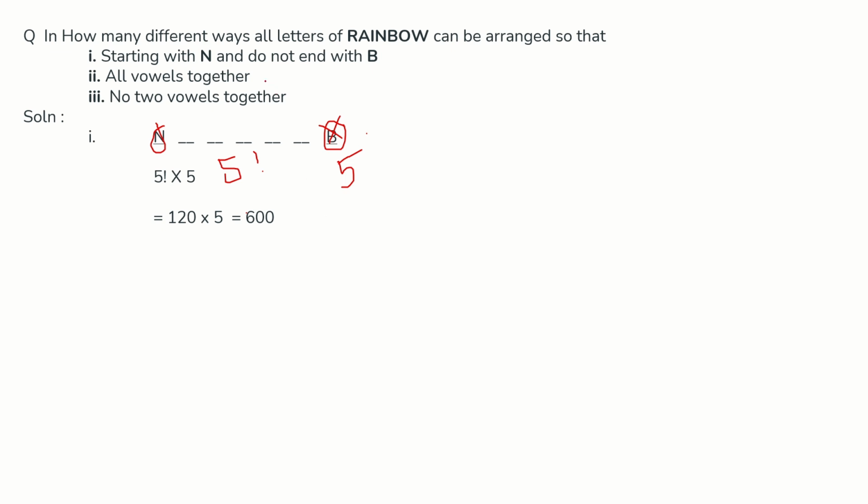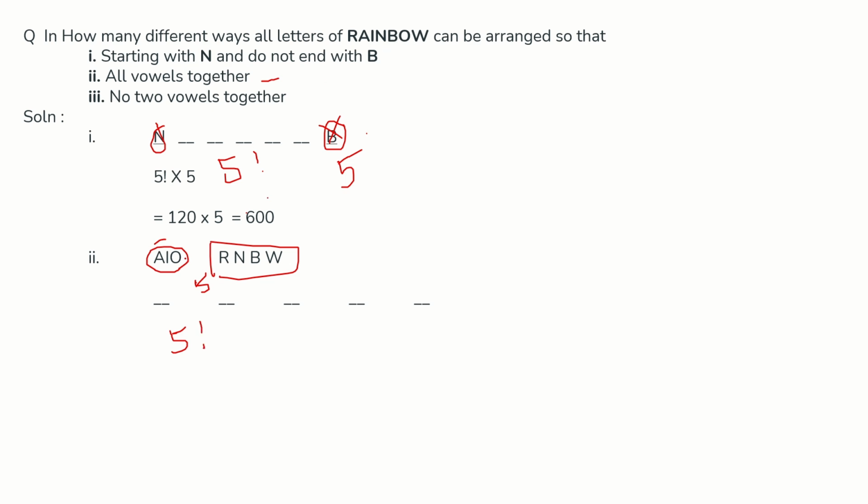Let's see the second question. All vowels together. Here in rainbow we have vowels A, I, O. The remaining 4 are consonants R, N, B, W. We need to write all the vowels in one place, so assume all these 3 vowels as one letter and 4 different consonants, total 5 letters here. So we are taking five places here. So these five places can be arranged as 5P5, that is 5 factorial ways.